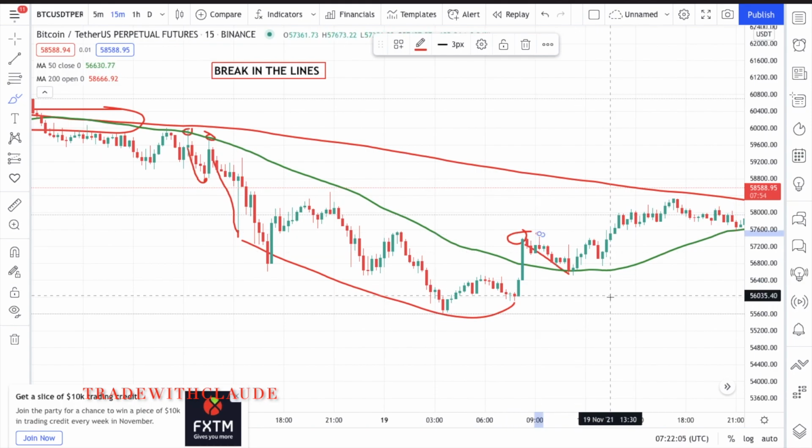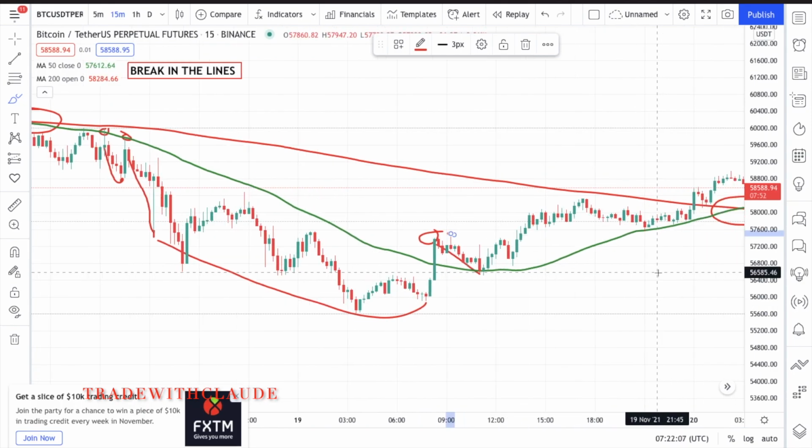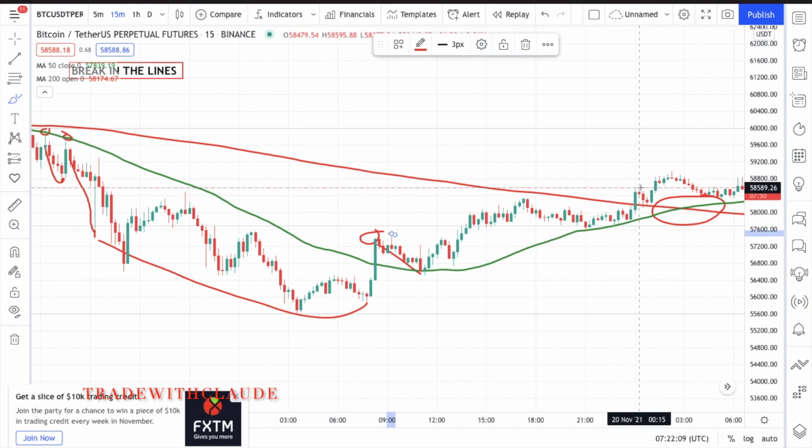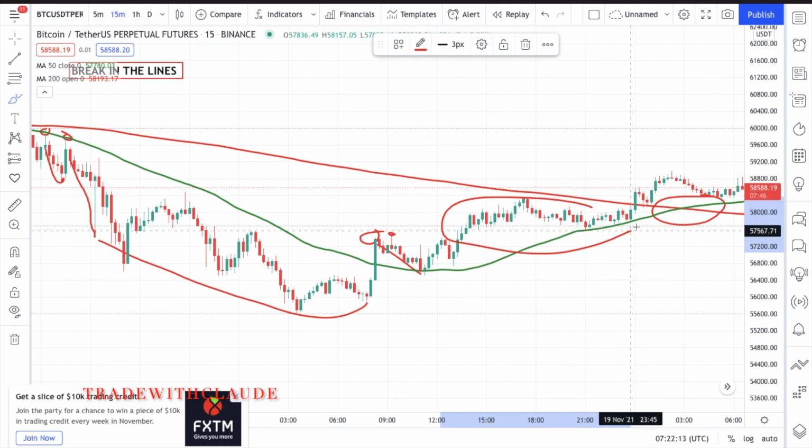So what does that mean? Wait, the market is about to take a new turn. So you have to become very, very careful. So there is no entry confirmation here again. So trading any dead cross here or golden cross here is bullshit. Do you understand me? It's bullshit.